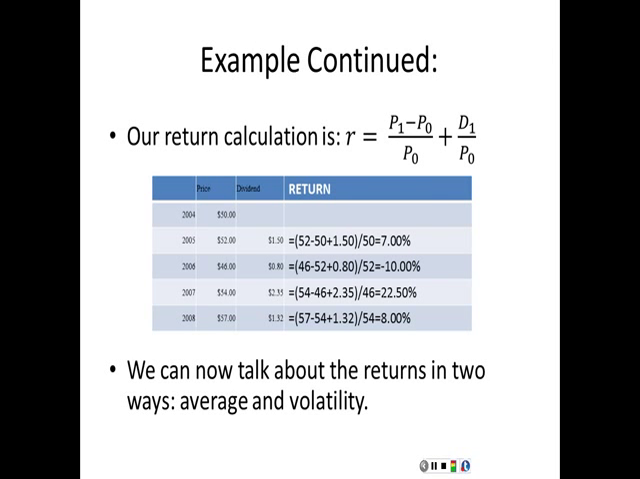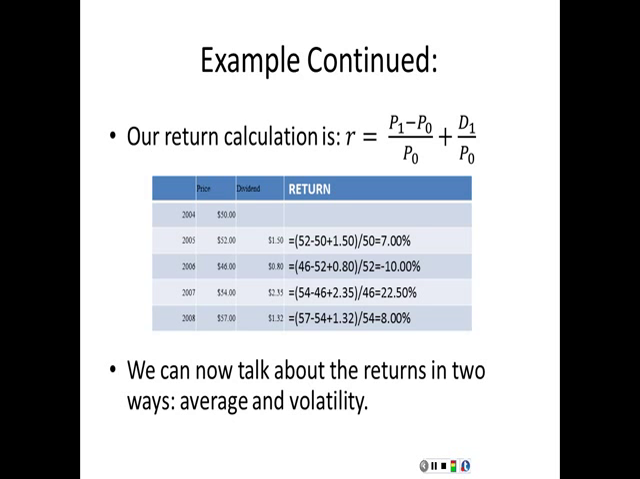So you see below, I used the return formula and calculated the return for each period. You may want to hit pause here and verify the numbers yourself. But notice we have 4 individual returns. So we can do a little bit with this data. We can calculate an average, and we can also calculate a volatility or variance. That's what we're going to go through now.